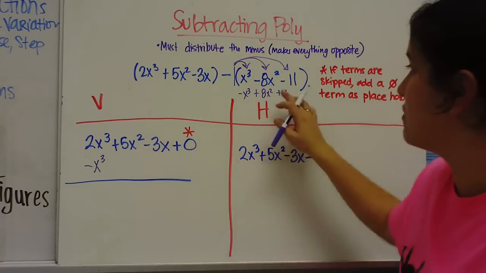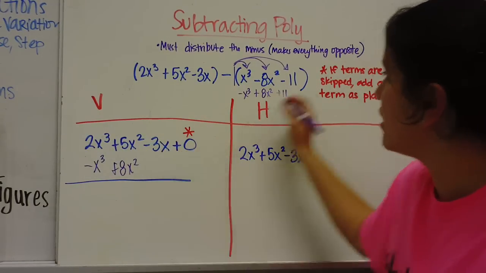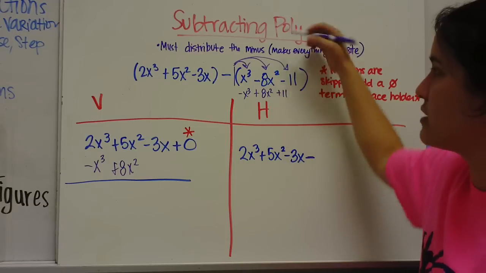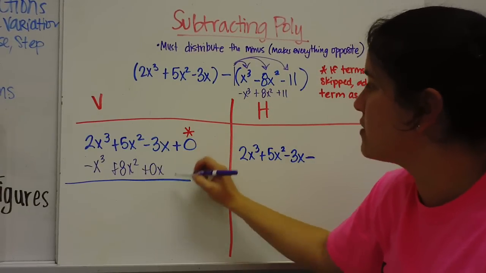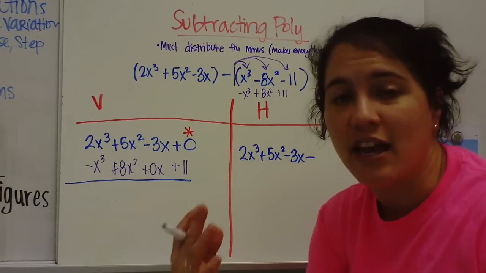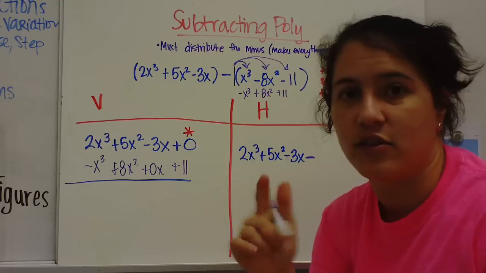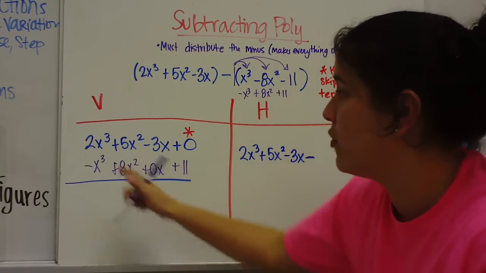So now I can put them together. So this is plus 8x squared. And then I don't have just an x. Notice how I'll go from squared to nothing. So I'm going to put in a 0 placeholder and then plus 11. After you change all of their signs to the opposite, so that means I've changed them all, now you're going to combine like terms just like we did before.